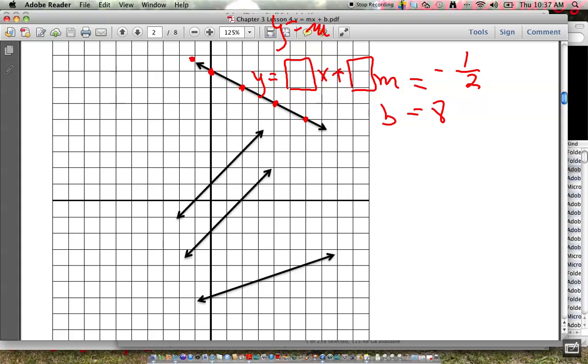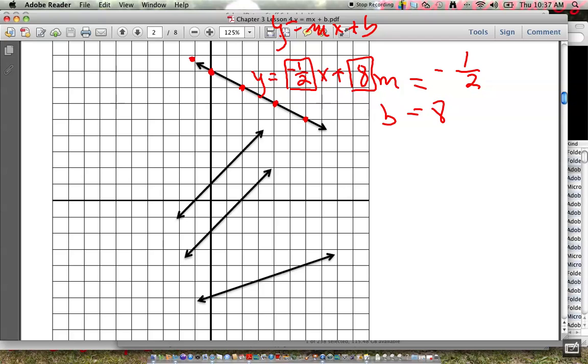Remember, the general equation of a line is y equals mx plus b. The y, the equals, the x, the plus, they're always there. They're never changing. Now you need to figure out what's m, what's b. But you did that. So here, I put negative a half, and here, I put 8.